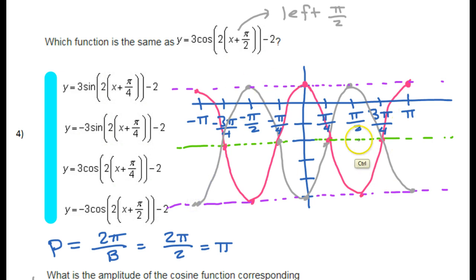okay, this gray graph is what it would look like with the phase shift. In fact, I think I'll go ahead and erase the red part, okay, to emphasize that. So this is the graph of the original function. Now, let's see which of these four functions would be the same.